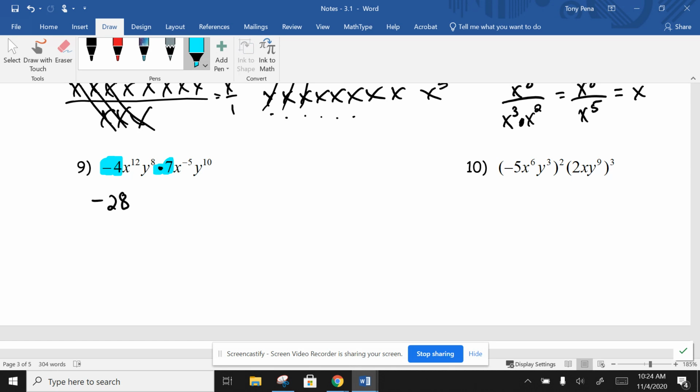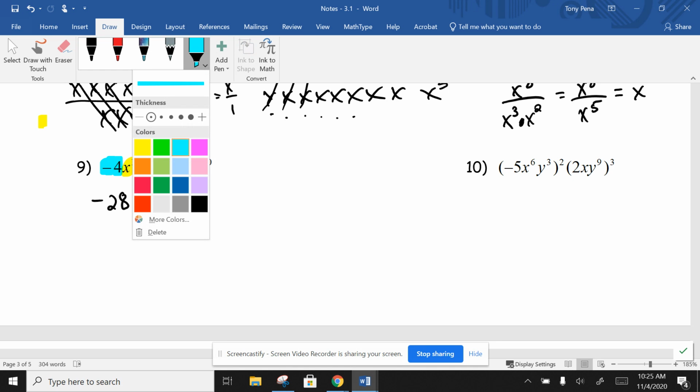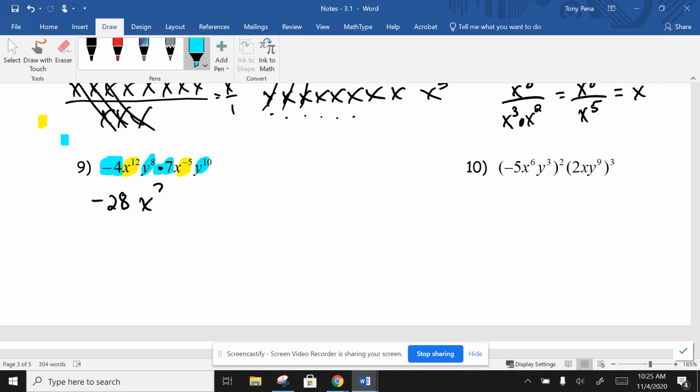Now we, though, have to multiply our like terms still. So now I need to take x to the 12th, and I need to multiply it by an x to the 5th. So when we multiply like terms, Cam just did it, we add the exponents. So you do 12 and a -5. We need to add those together. Should leave us with 7 x's. So an x to the 7th. From there, let me find another color here. Let's go blue again. If I do a y to the 8th and a y to the 10th, and I multiply those together, add those exponents, should give you y to the 18th.